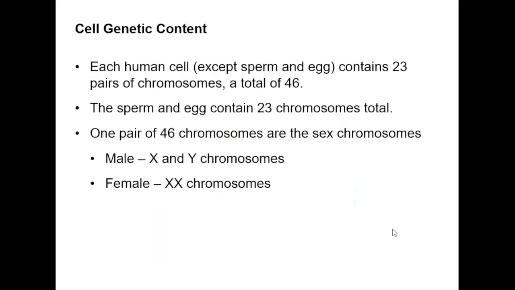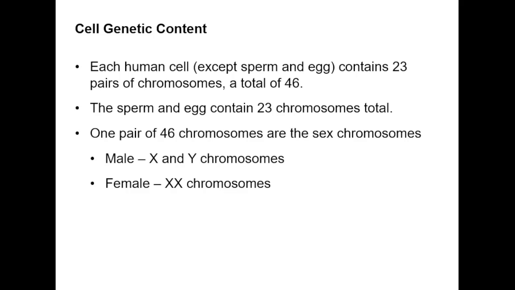Now, before we go into mitosis, let's review a little bit of information. Human cells, and this refers to every single cell in the body except for sperm and egg cells, all contain 23 pairs of chromosomes, for a total of 46, because 23 pairs. Now, out of the 46, 23 come from our mom and 23 come from our dad.